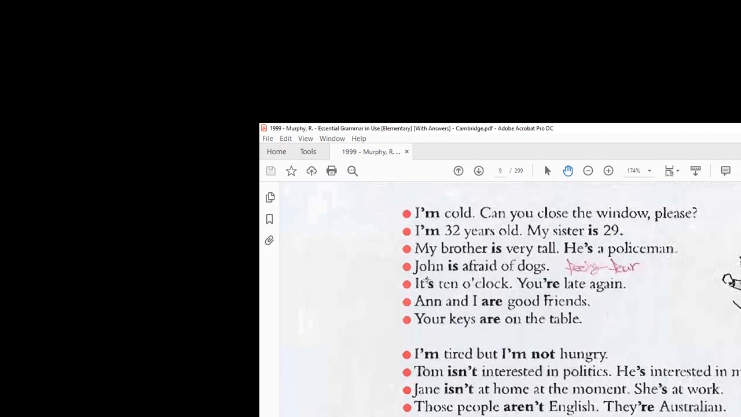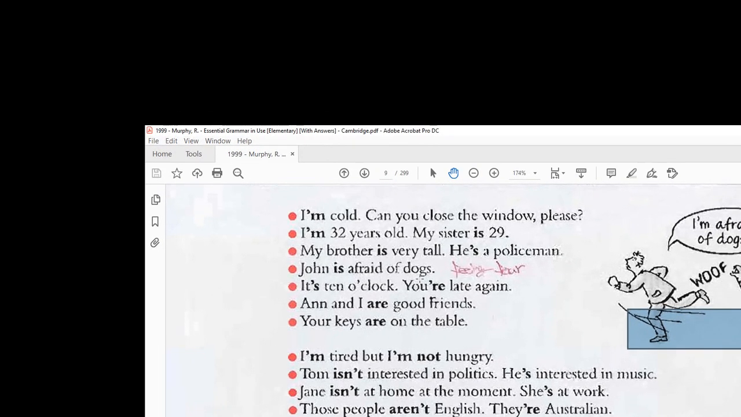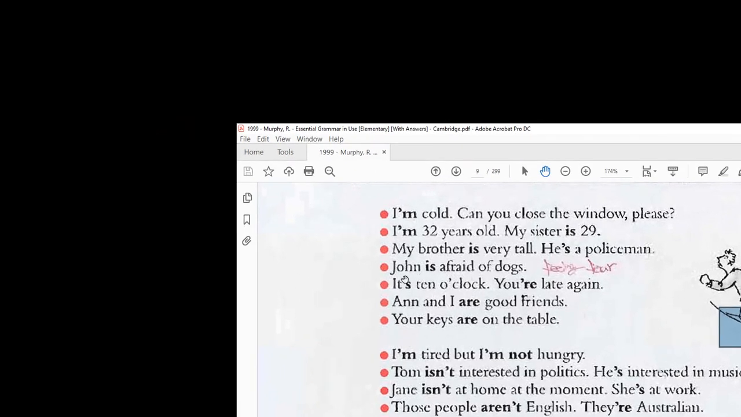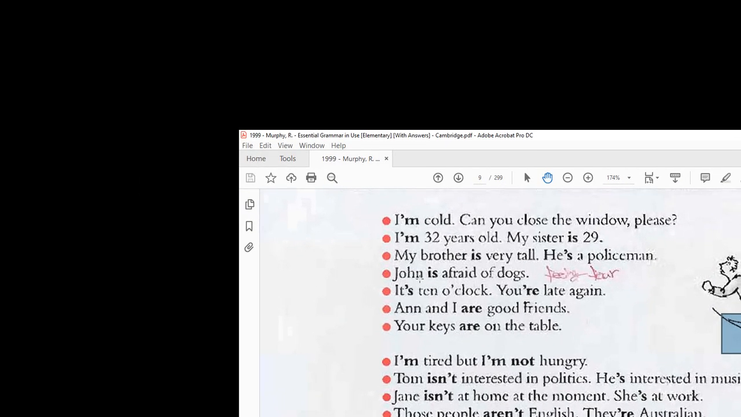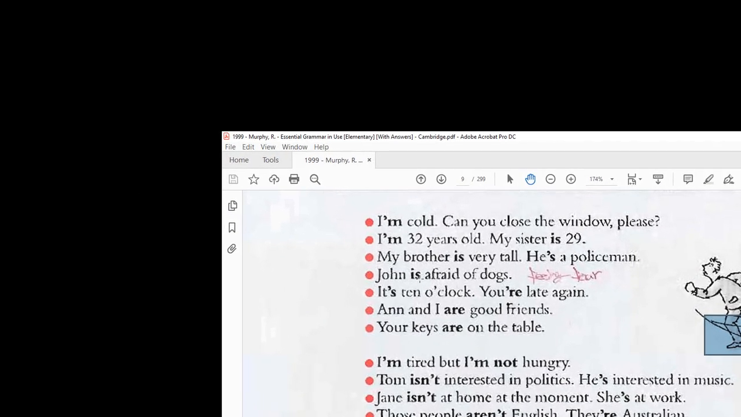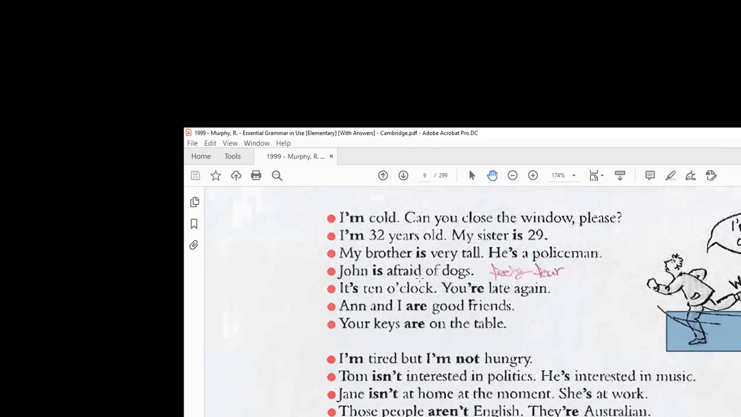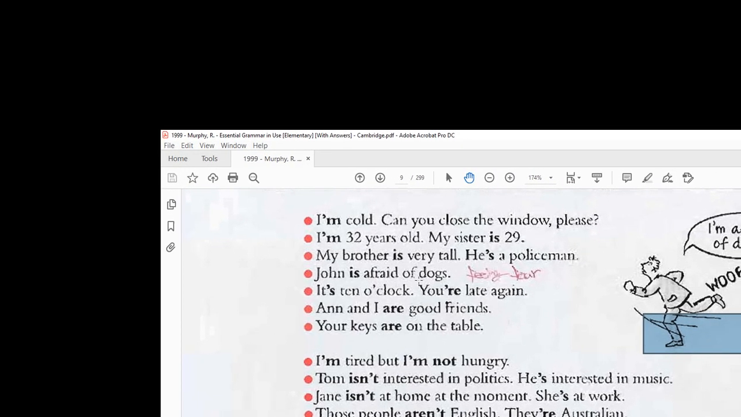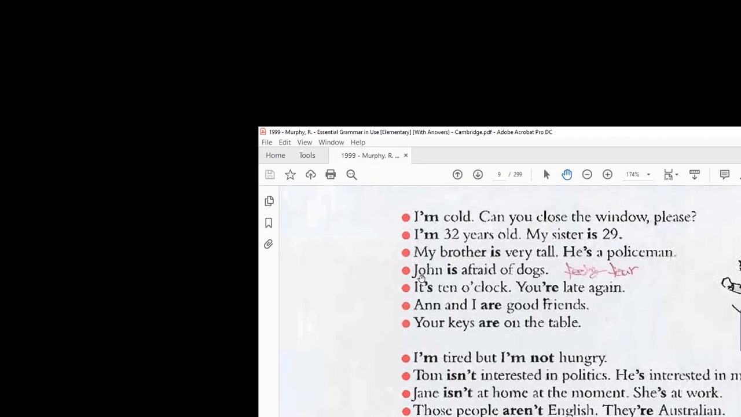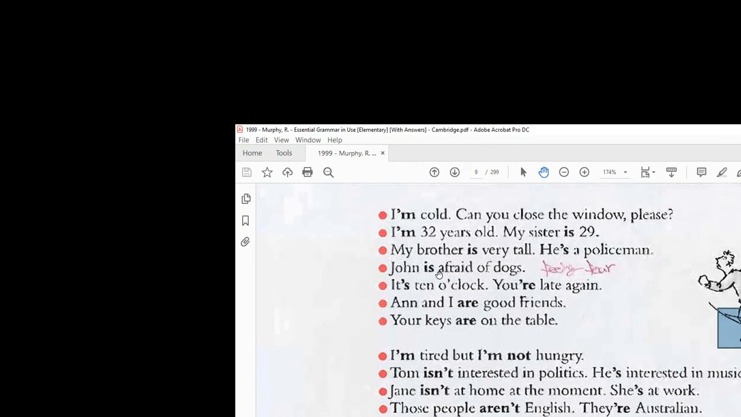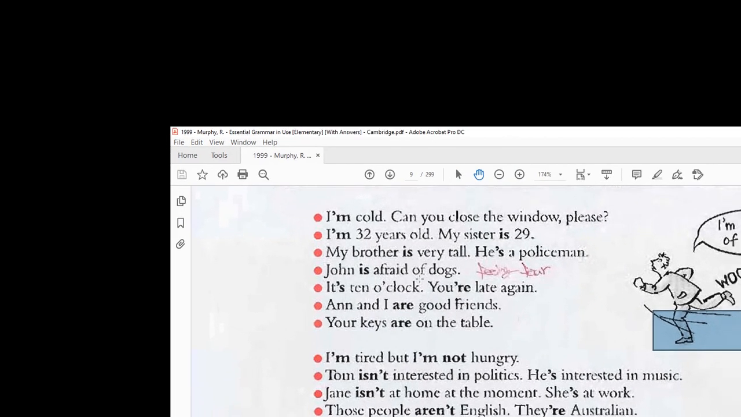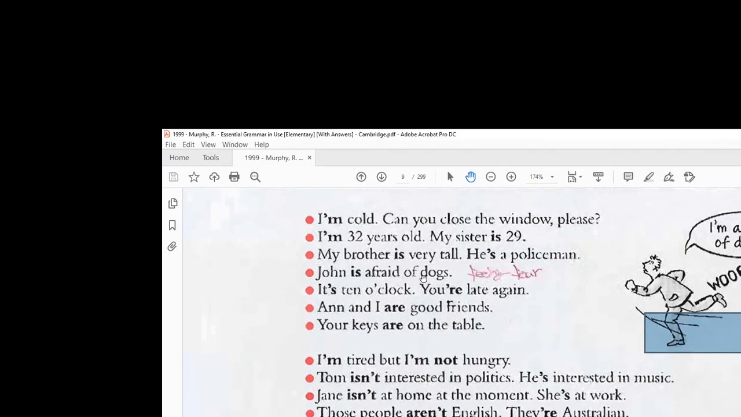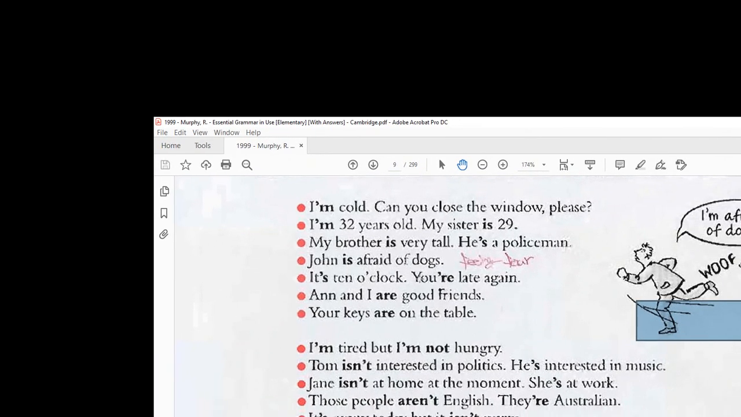Now let's see on the next one. It says, John is afraid of dogs. Okay. This sentence, just like the others, you can connect the N to the I and the Z to the A and the D to the O and the F as well, and that would be it, okay? Johnny's afraid of dogs, like that. Johnny's afraid of dogs. You're connecting word by word, linking them, and making them sound like one word only, okay? Johnny's afraid of dogs.